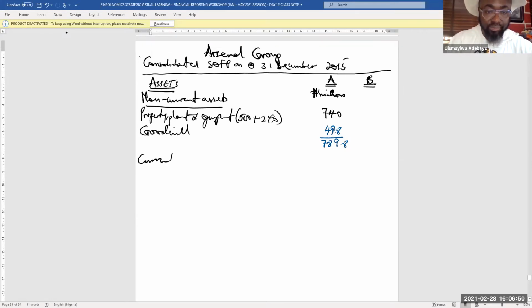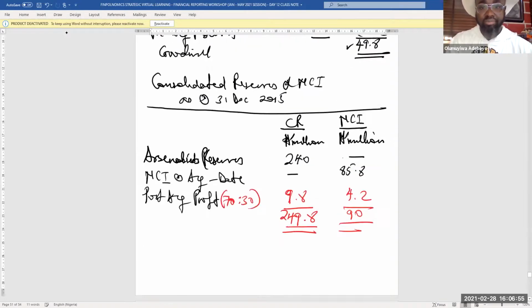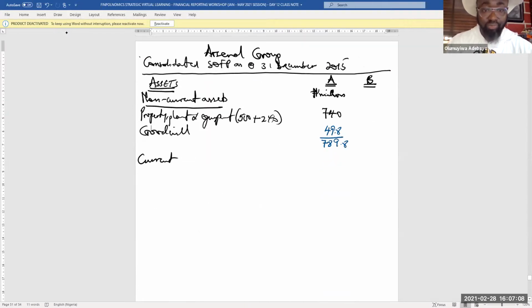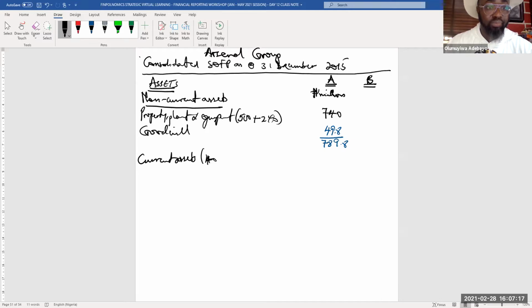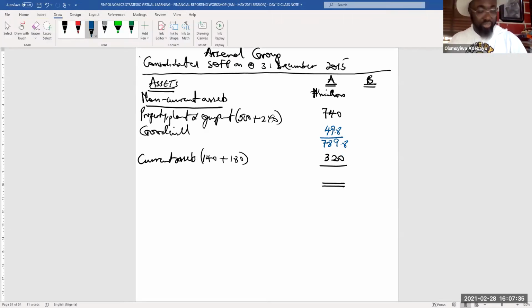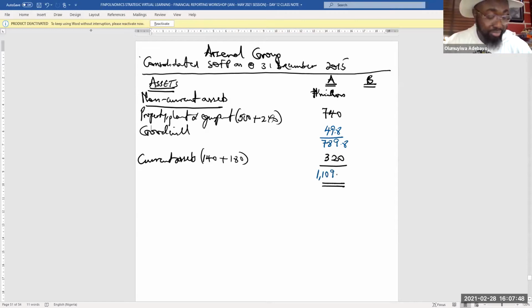Current assets. What do we have? We have 140 and 180. That is what? 320. All things being equal. What is my total assets? 320 plus 789.8 gives me 1109.8. That's my total assets.